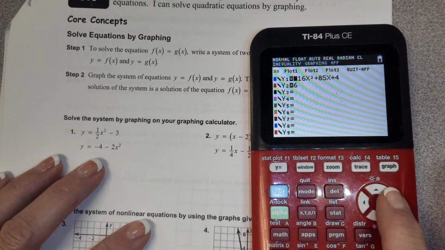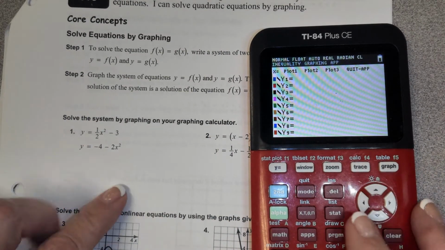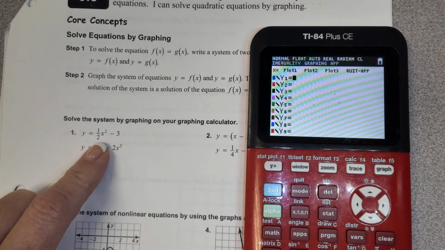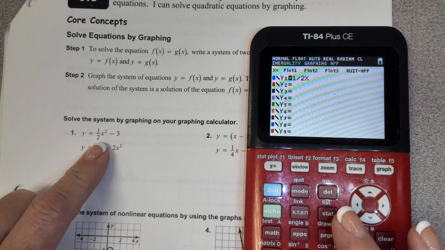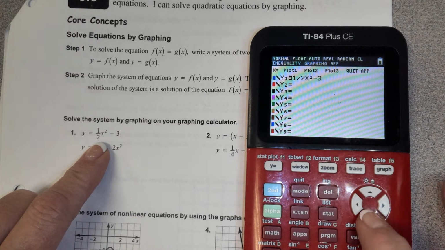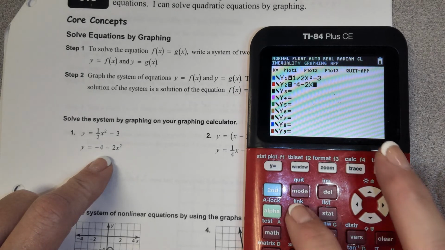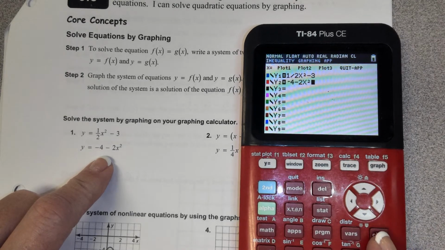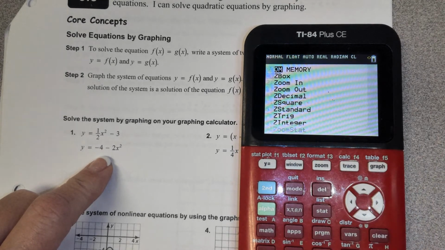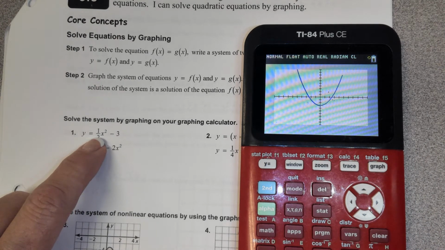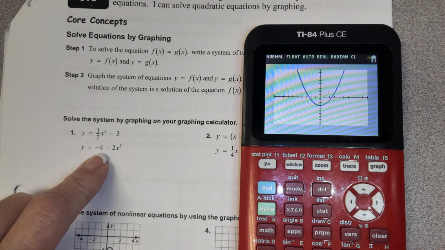It says to graph these and find the solution. So we're going to do 1/2 x squared minus 3, and we're going to do -4 minus 2x squared. Alright, I'm going to do a zoom 6. There's this parabola. Here comes the second parabola.